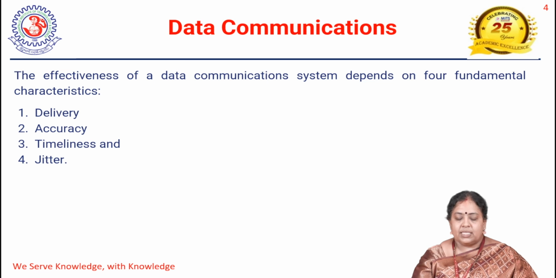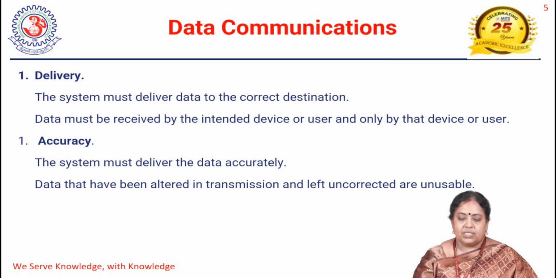So the characteristics that tell the effectiveness of data communication are delivery, accuracy, timeliness, and jitter. First we talk about the first characteristic, that is delivery. The system must deliver the data to the correct destination. Delivery means it has to give the data, and whatever the destination is, it has to deliver the data to that destination only.